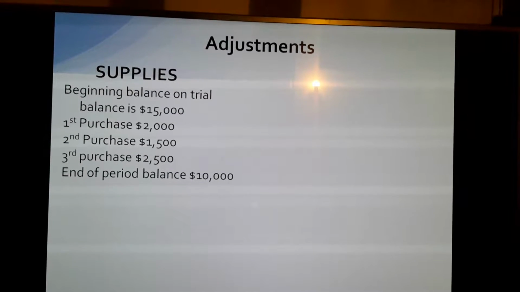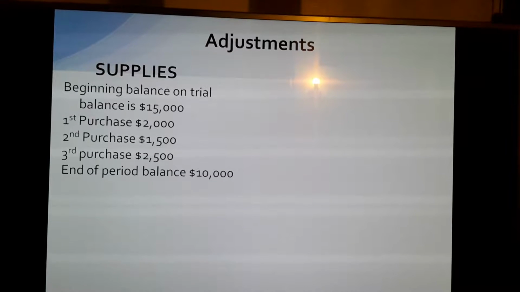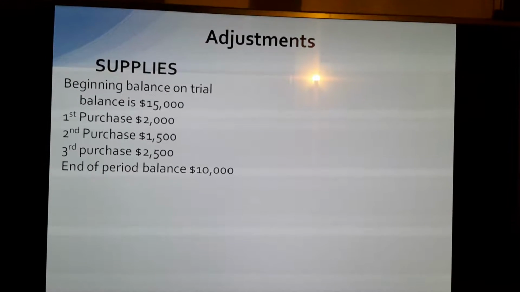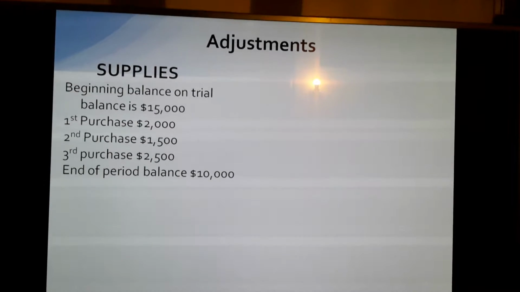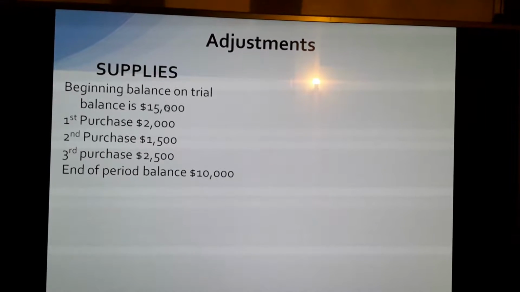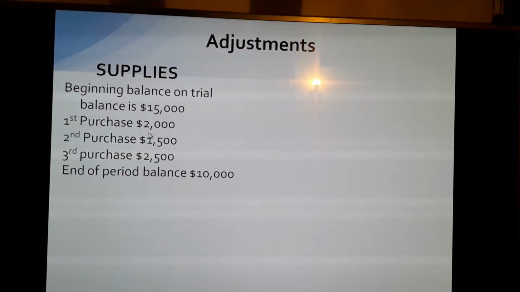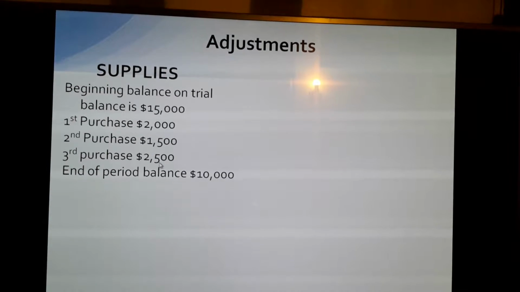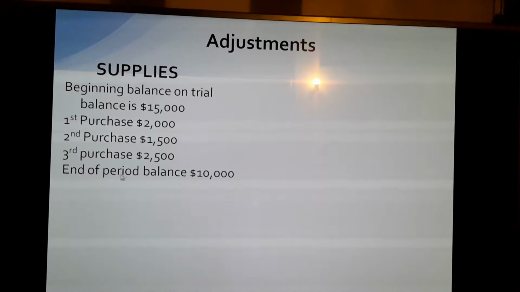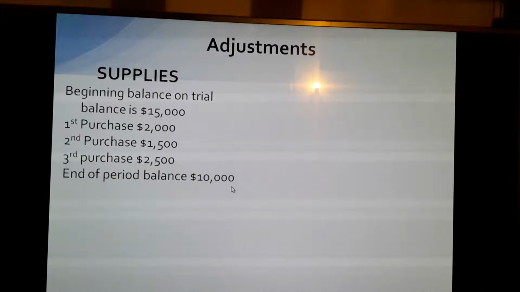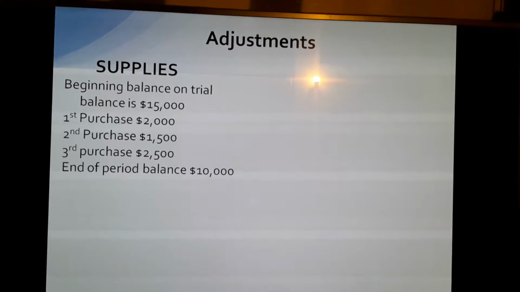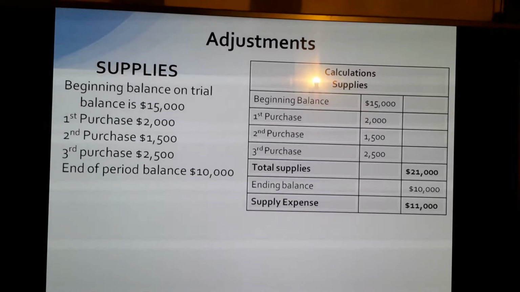Let's take supplies and do the adjustments. We said the beginning amount on the trial balance was 15,000. The first purchase was 2,000, second purchase 1,500, and third purchase 2,500. And we have an ending balance of 10,000. Let's see how we amend this at the end of the year and do the adjustments.